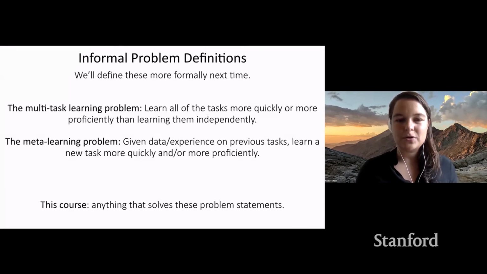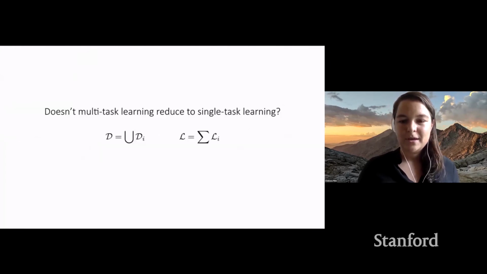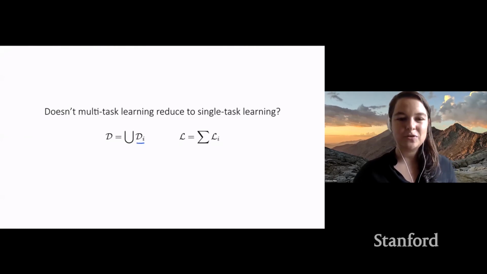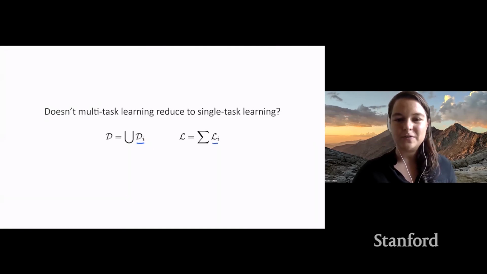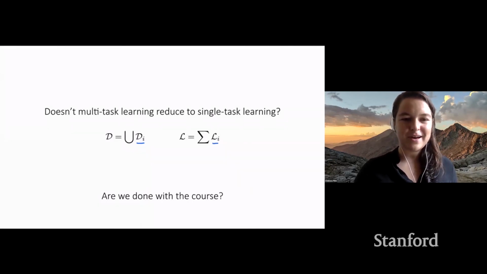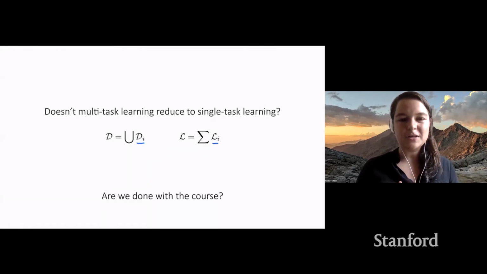Now, one thing you might be wondering is, doesn't multitask learning just kind of reduce to single task learning? In particular, what if you just took all of your data sets for each of your tasks and took the union of them and set your loss function to be the sum of all of your individual task loss functions? So in this sense, well, maybe we're just done with the course. We just kind of take the union of our data sets, take the sum of our loss functions, and then apply standard machine learning to our problem, and we're done with multitask learning.